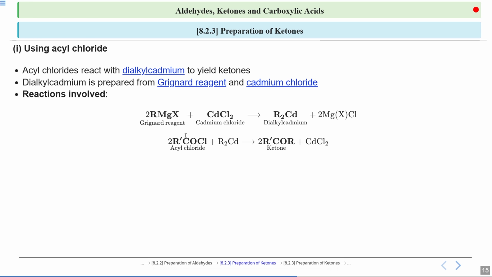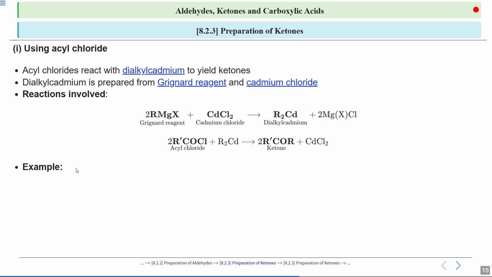In the ketone, you will see there is C double bond O, which is a carbonyl group, and on both sides it is bonded to carbon atoms, or I can say to alkyl groups. And you will see over here this CdCl2, this cadmium chloride which is formed here, can be recycled or disposed of safely. Why? Because these cadmium compounds are toxic in nature.